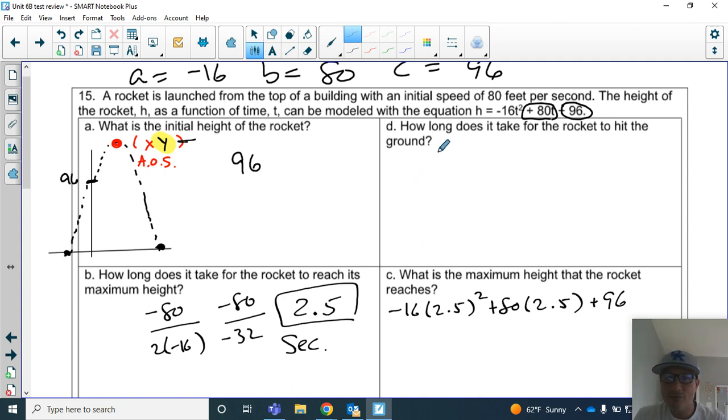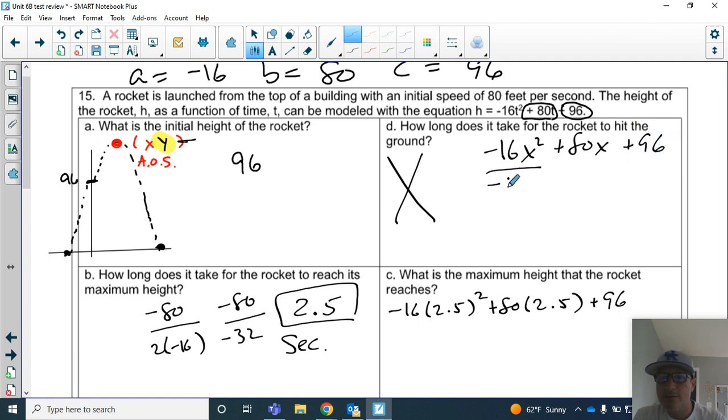How long does it take for the rocket to hit the ground? This time we are doing a big red X, negative 16x squared plus 80x plus 96. Divide by negative 16, and we're going to get x squared minus 5x minus 6. So two numbers that multiply to negative 6 and add to negative 5. It's going to be negative 6 and positive 1.